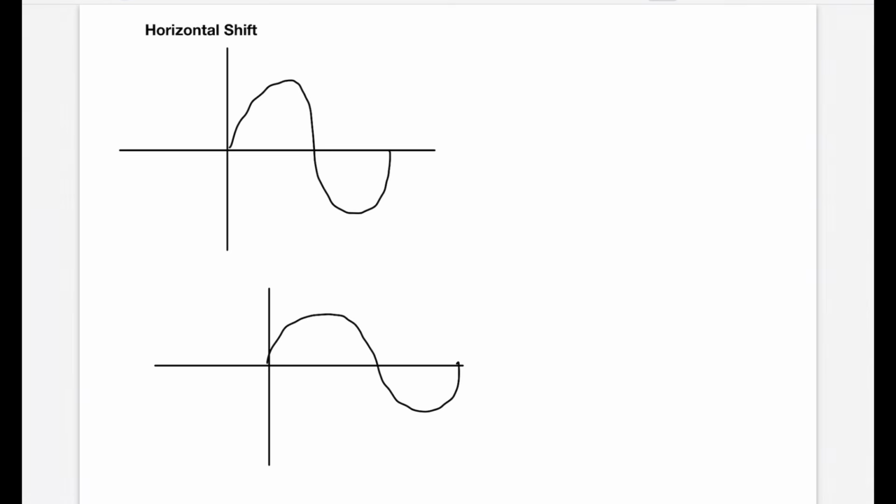Imagine we had this original sine graph here in black. Y is equal to sine x. This graph completes itself here at 360. Its lowest point is here at 270. This is 180. Its highest point is at 90, and it begins here at the origin.